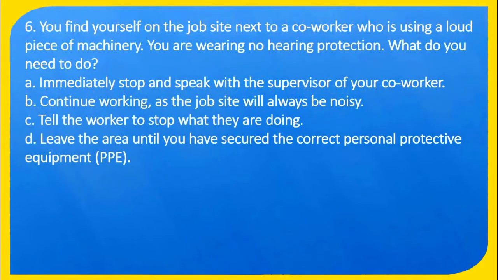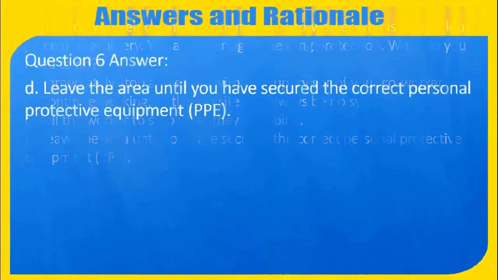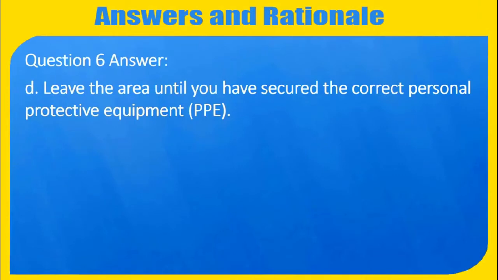Question 6. You find yourself on the job site next to a coworker who is using a loud piece of machinery. You are wearing no hearing protection. What do you need to do? A. Immediately stop and speak with the supervisor of your coworker. B. Continue working, as the job site will always be noisy. C. Tell the worker to stop what they are doing. D. Leave the area until you have secured the correct personal protective equipment, PPE. Question 6. Answer. D. Leave the area until you have secured the correct personal protective equipment, PPE.